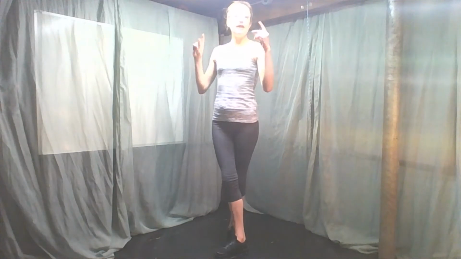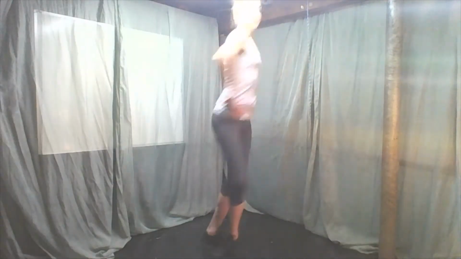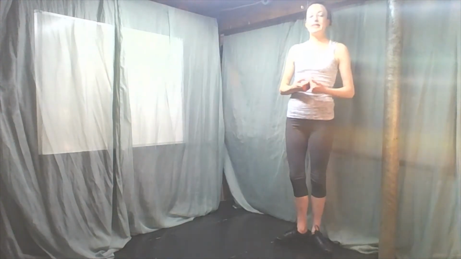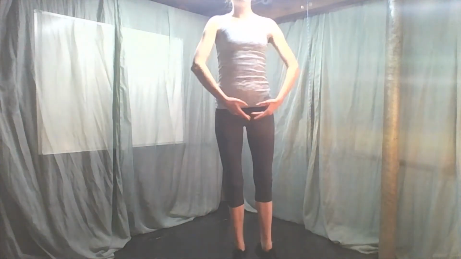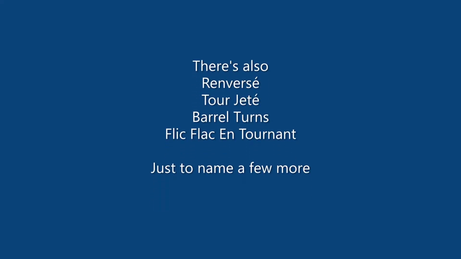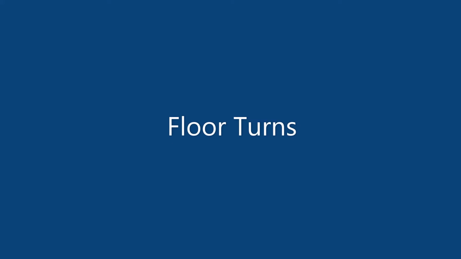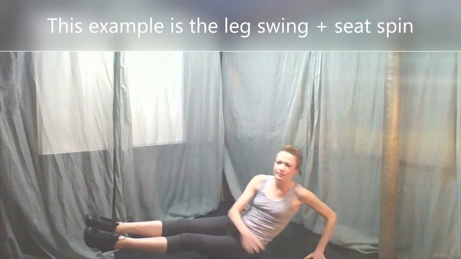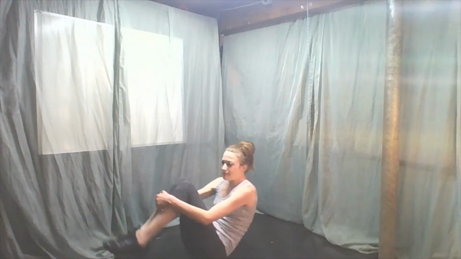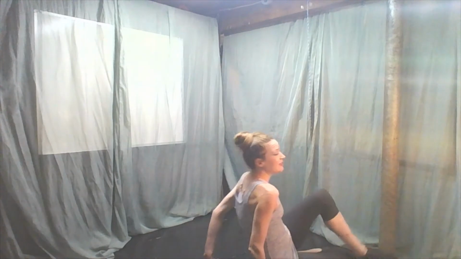There are still other types of turns. We can jump in the air and turn. So then we have tour en l'air, we have tour de basque. We can turn in many other ways. Another great example would be waltz tours. You can do leg swings. You can do V-spins.